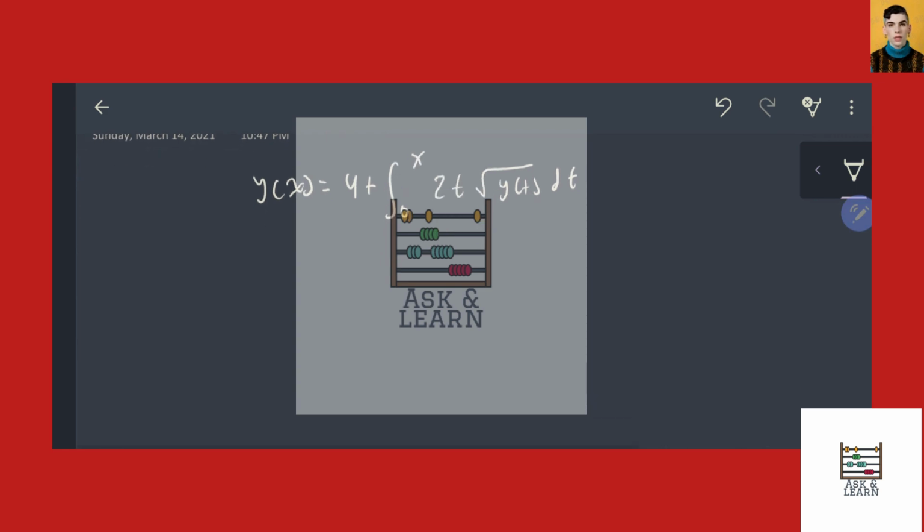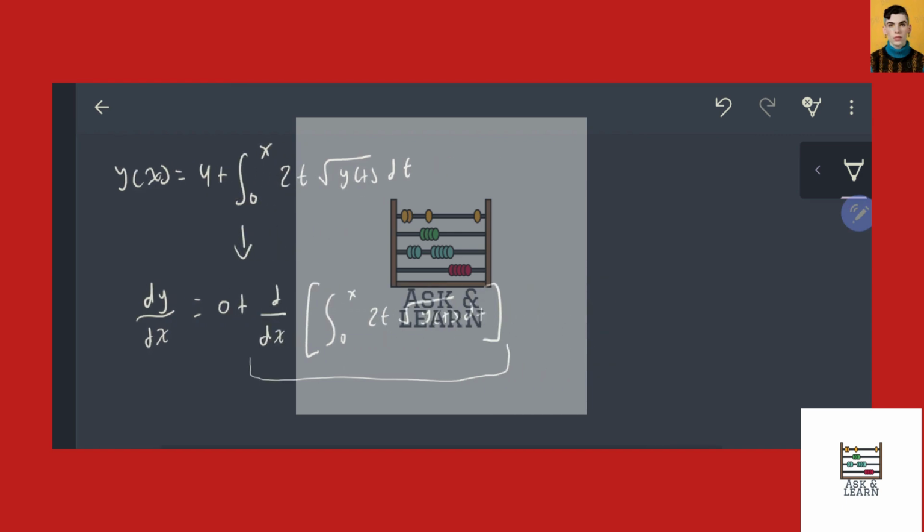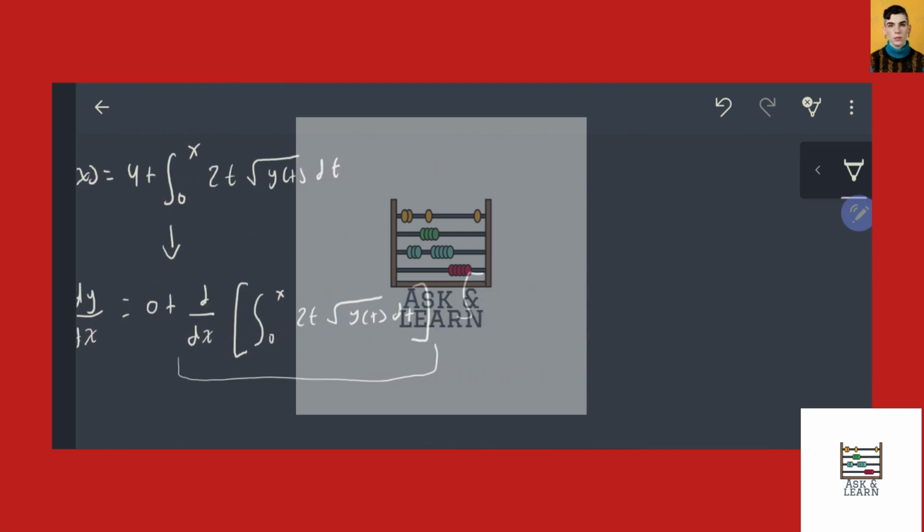To start, the first thing we do is take the derivative of both sides. The derivative of y of x with respect to x we can just write as dy dx equals, and the derivative of the 4 would be 0, plus the derivative with respect to x of this entire integral of 2t times the square root of y of t dt. This is the important part, because the first fundamental theorem of calculus says that the derivative of an integral from a to x of a function is going to be equal to that function.